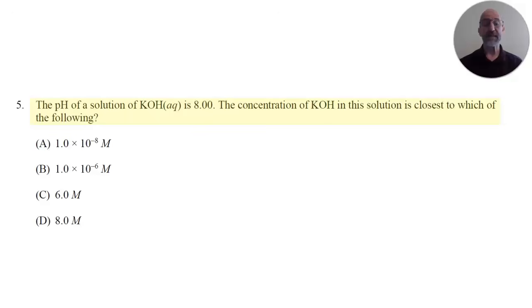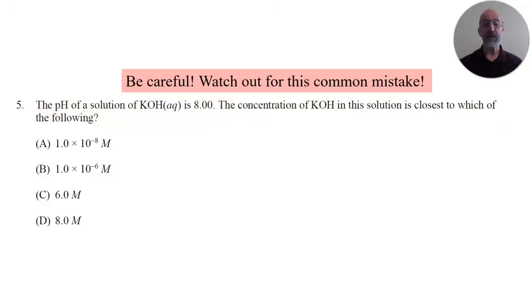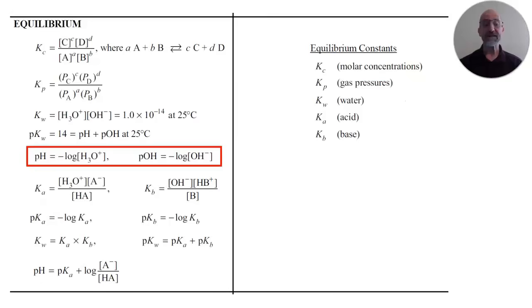Now, here is an important piece of advice for anyone who is planning to take the AP Chemistry exam. Be careful and watch out for this common mistake: you might be thinking, all I have to do, if I'm given the pH, is to do 10 to the minus pH, and that will get me the concentration I'm looking for. Well, 10 to the minus 8 is not the correct answer to question 5, and here's why. There is an important distinction between the concentration of the hydronium ion and the concentration of the hydroxide ion. There is an important distinction between the pH and the pOH.